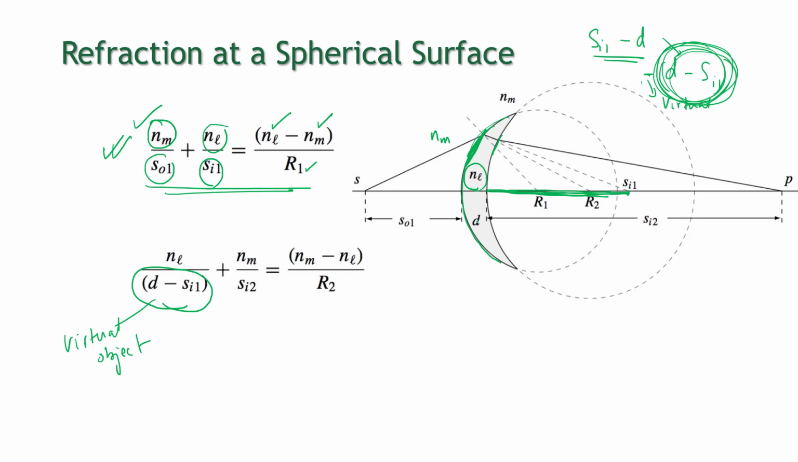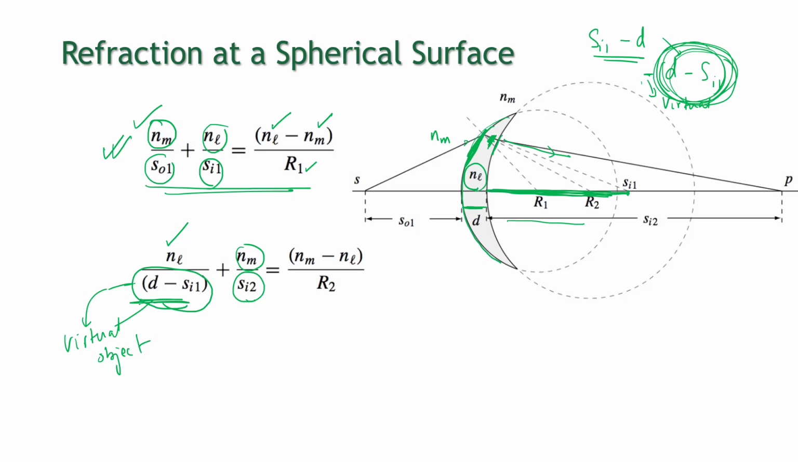Because this d is smaller than this distance, this would be negative, and that negative implies that it's not an actual object, it's just a virtual object. And since it's a virtual object, your ray is still in this medium. You got the ray from the refraction of this ray through that, so it's still in this medium. So your first medium is NL, and when it comes out in this medium, your medium would be NM. And that's the image distance.